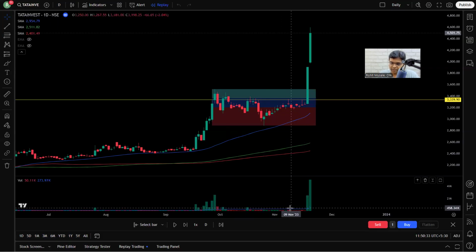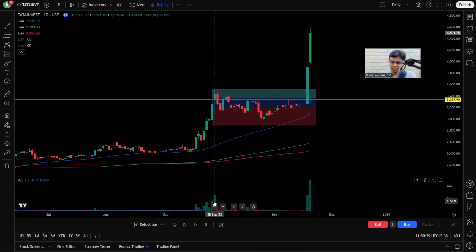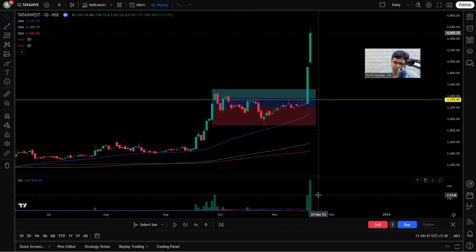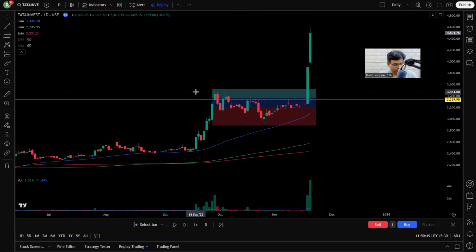Most of the candles in the low volume consolidation should have lower volume. Most of the candles during the high volume rally should have higher volume above the blue line. And at the breakout, obviously, we need a high volume breakout. So this is Tata Investment. Let's look at the next chart.